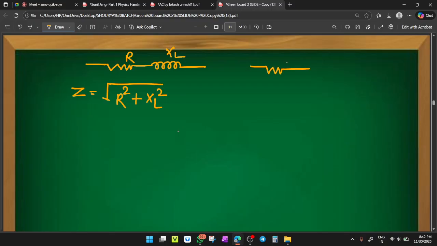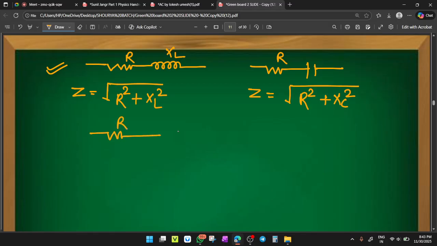When the combination is resistance with a capacitor, the impedance of the circuit is given by under root R square plus XC square. Clear? So write impedance, and this is impedance. When at least two circuit elements are connected together, then the resulting resistance of the circuit is called impedance. In the case of an RLC series circuit, this is R, this is L, and this is C.